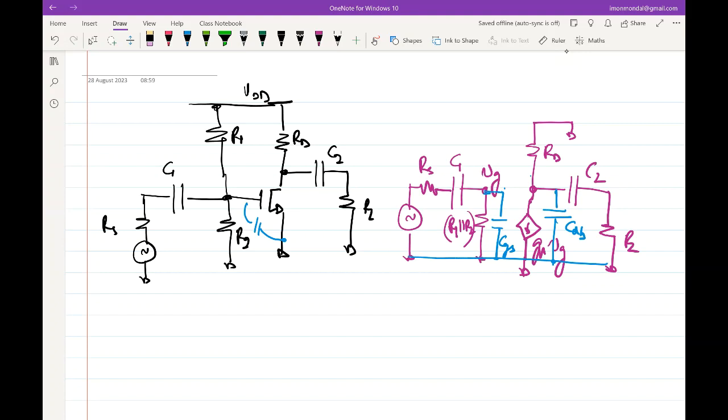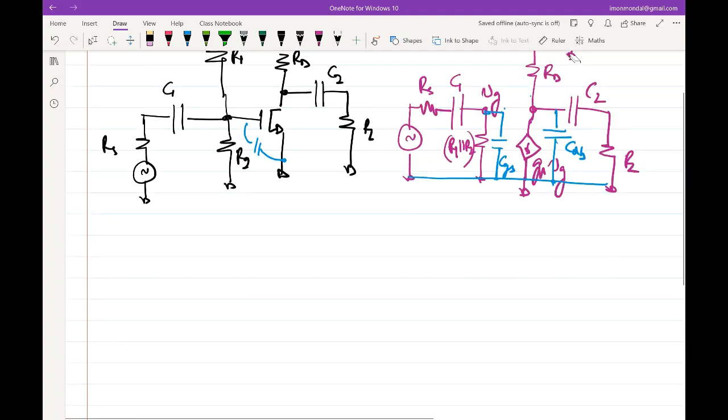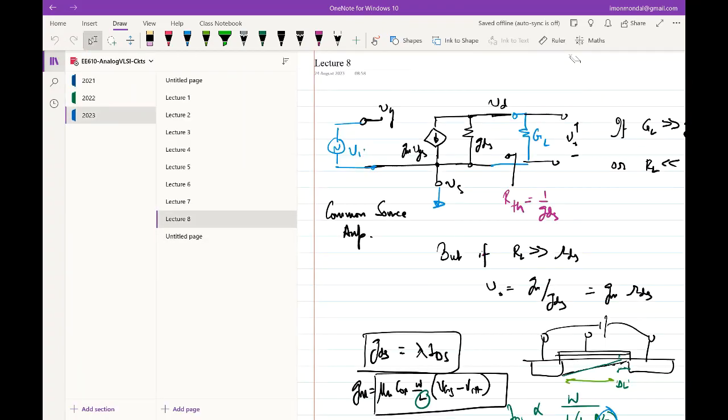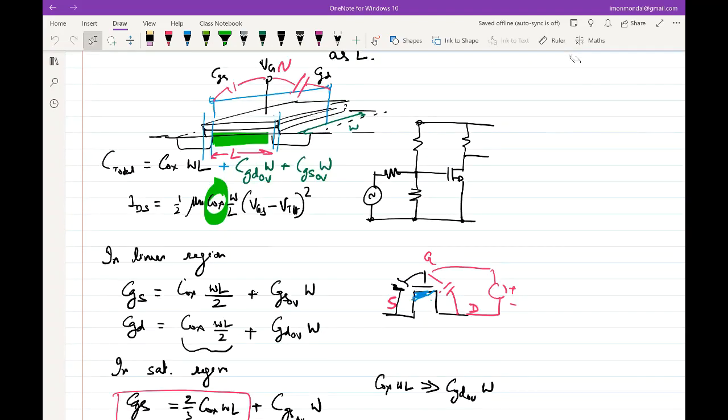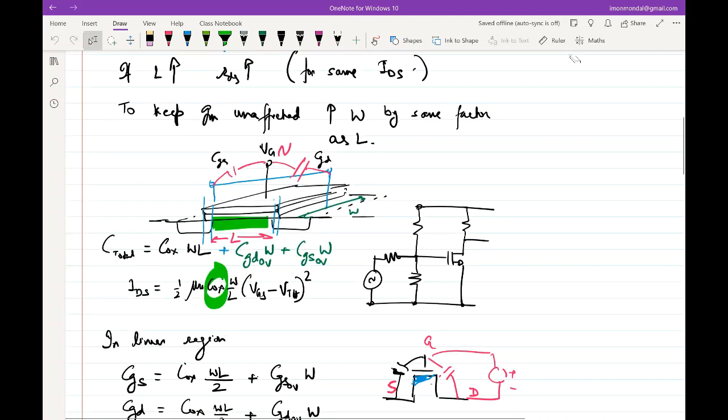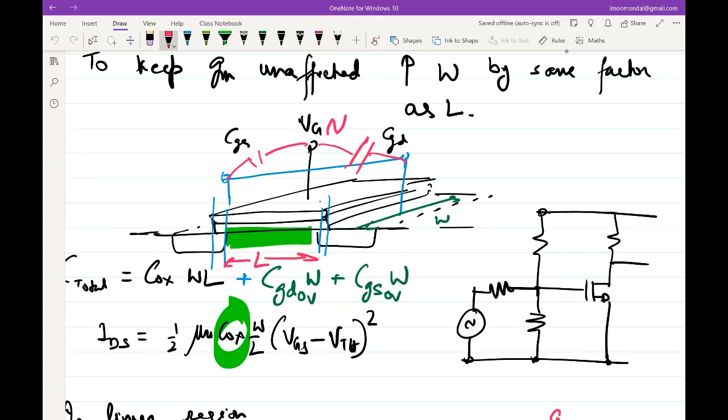What about CDB? Is it proportional to both W and L or only one? It was proportional to the W, because the length was in the channel, but this was the capacitance between the drain contact and the bulk. If you don't recall, the capacitance between this, whatever we call the drain, and the body was the CDB. And that was proportional to the W of the transistor, not the length. Length was the channel.